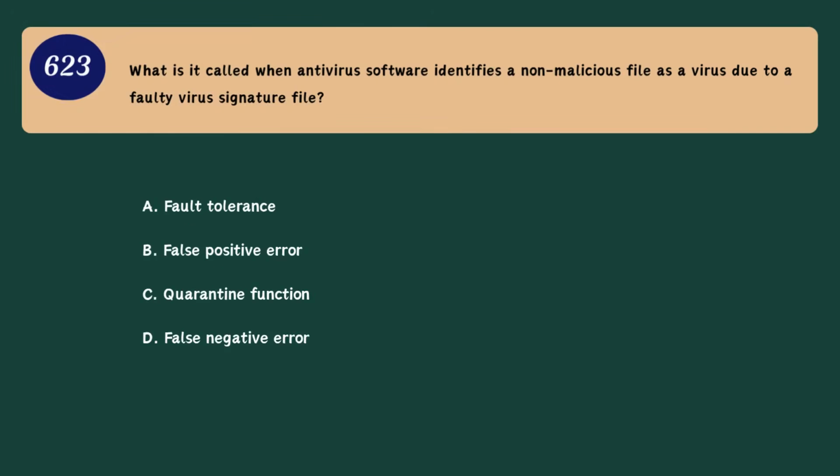Question 623. What is it called when antivirus software identifies a non-malicious file as a virus due to a faulty virus signature file? A. Fault tolerance. B. False positive error. C. Quarantine function. D. False negative error.